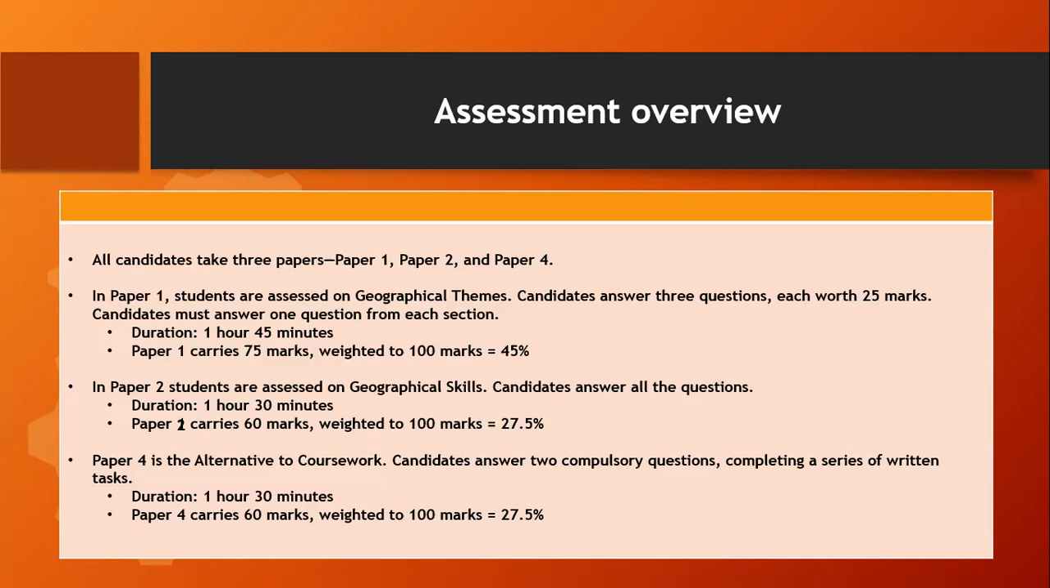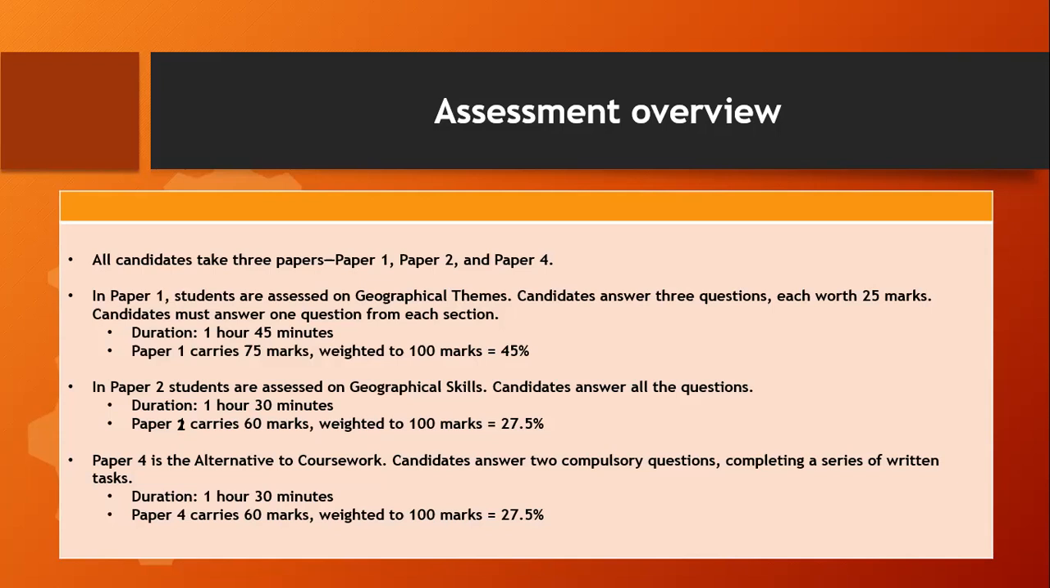Paper 2. In paper 2, students are assessed on geographical skills and candidates must answer all the questions. Paper 2 normally will consist of 5 to 6 questions, and the duration is about 1 hour and 30 minutes. Paper 2 carries 60 marks, weighted to 100 marks, which is equal to 27.5% of the overall paper.